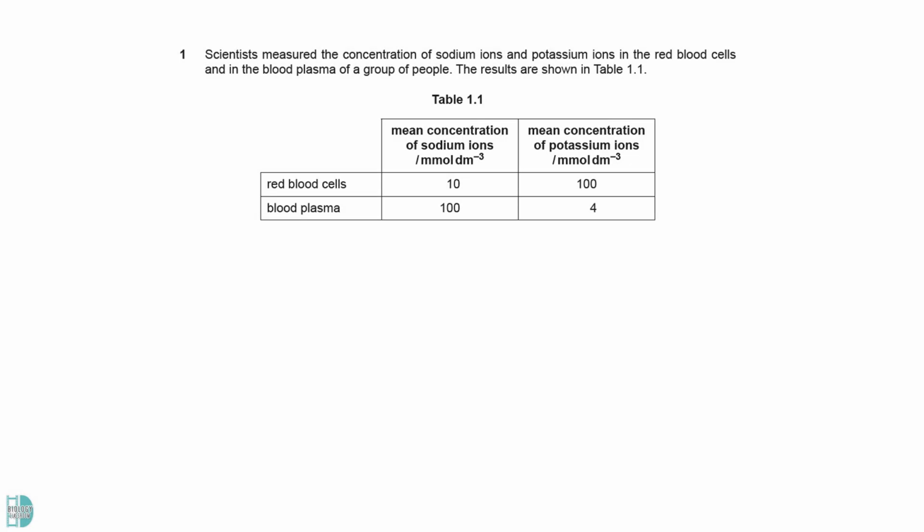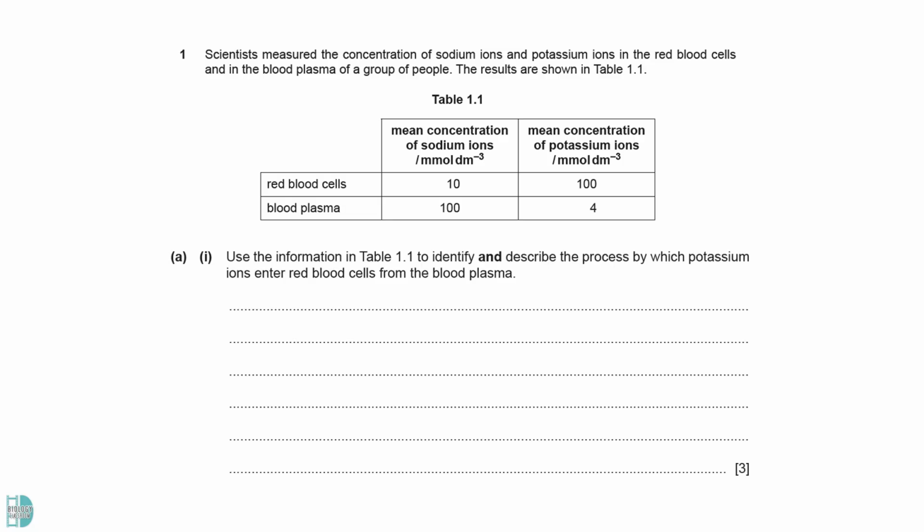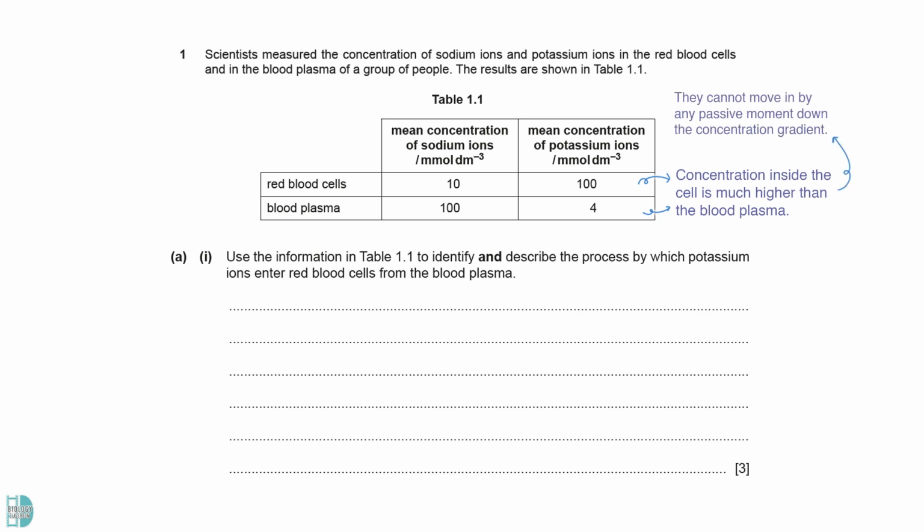Table 1.1 shows the concentration of sodium and potassium ions inside the red blood cells and the blood plasma. A1 wants you to identify and describe the process by which potassium ions enter red blood cells from the blood plasma. The concentration inside the cell is much higher, so potassium ions cannot move in by any passive movement down the concentration gradient. They must enter by active transport so that they can move against the concentration gradient.